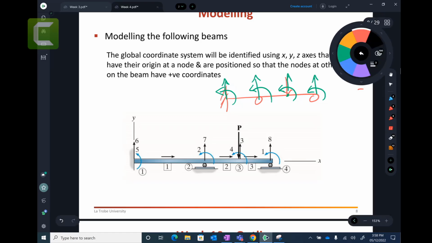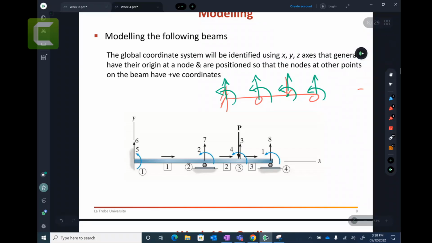Now, there is a rule for this, a rule for the numbering. When you have free degrees of freedom, and you can see there are two kinds of degrees of freedom, free degrees of freedom and fixed degrees of freedom. Again, remember free and fixed degrees of freedom. Let me write it here. Free degrees of freedom and fixed degrees of freedom.